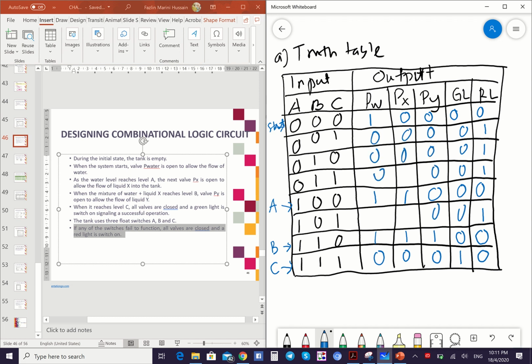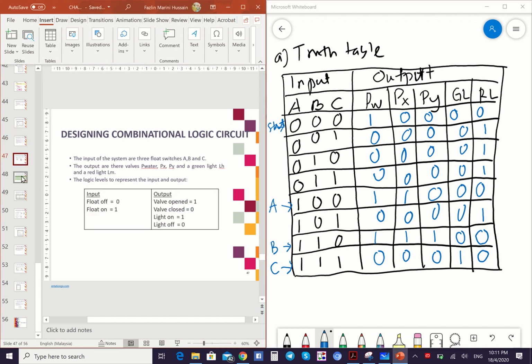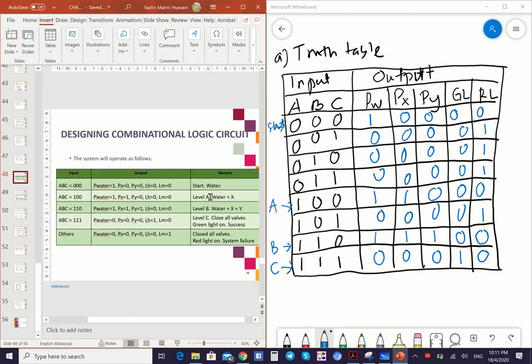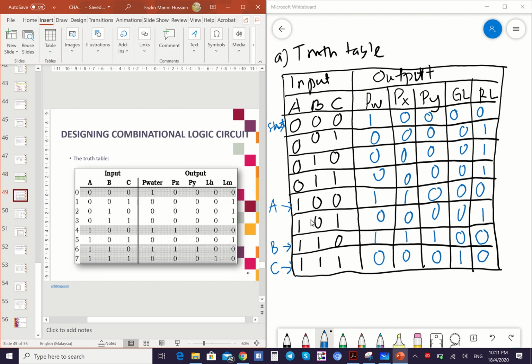So this is our first step, based on the explanation. This slide also explains the operation of the system, and you can refer to this slide. This is the truth table, the same as the truth table that I showed you at the whiteboard.